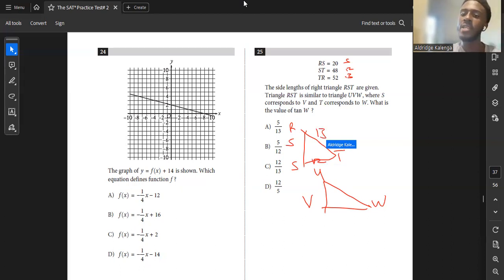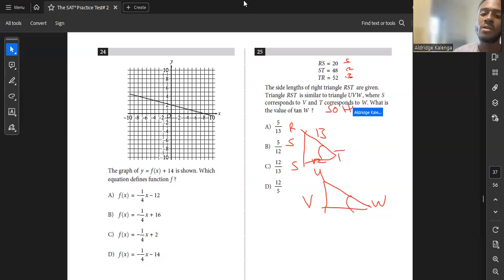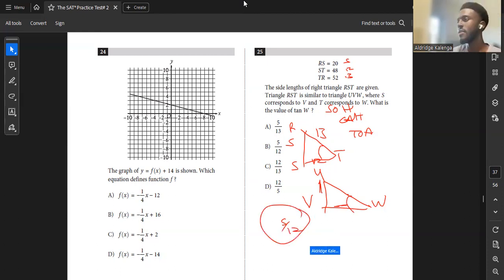So what is the value of tan W? Tan W should be the same as tan T, right? Remember SOHCAHTOA, guys? So tan of something is the opposite over the adjacent side, right? The opposite side is this side. This is the adjacent. So 5 over 12. So B, which is the same thing that Chawana said. Okay. Is everyone okay?